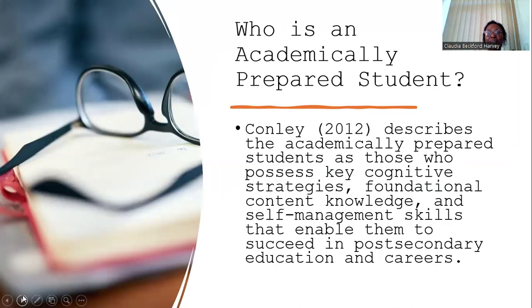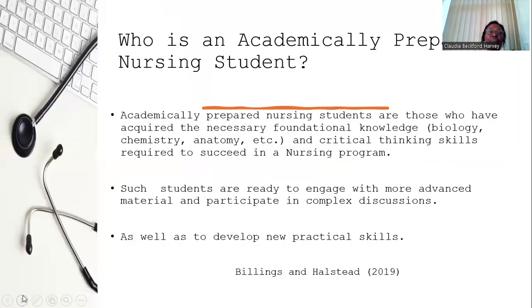Who is an academically prepared student? Connolly describes the academically prepared student as those who possess key cognitive strategies, foundational content knowledge, and self-management skills that enable them to succeed in post-secondary education and career.